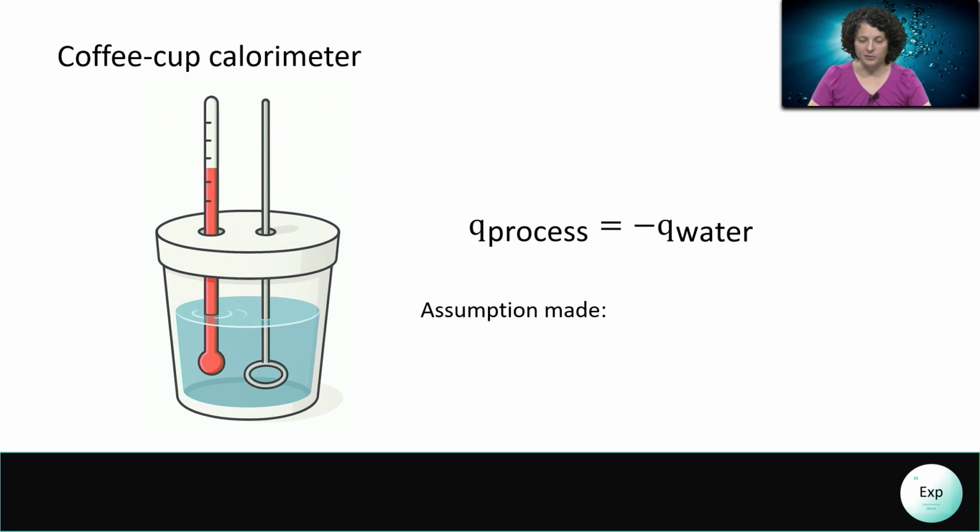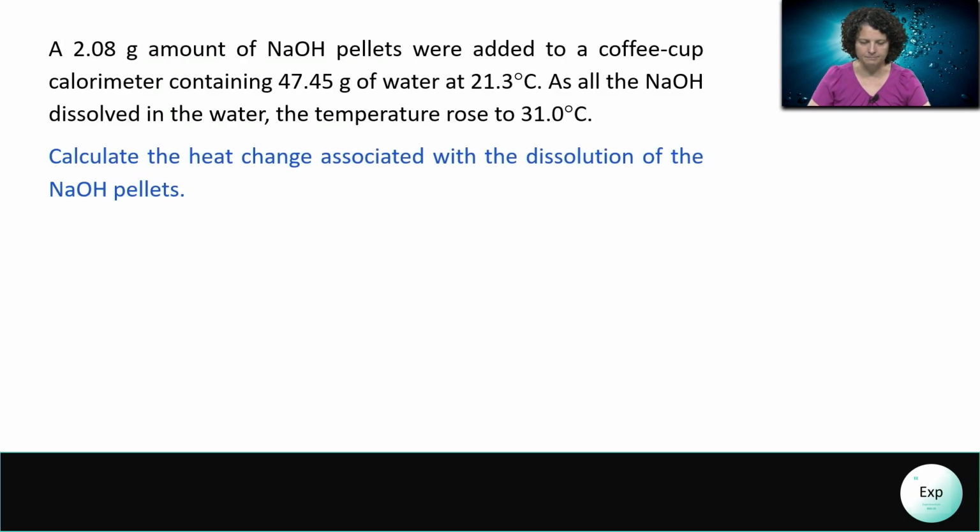Here we're going to make an assumption. The calorimeter is an insulated system. If there is any heat exchange, it will only occur inside the calorimeter. So with that assumption made, we're going to explore 2 experiments.